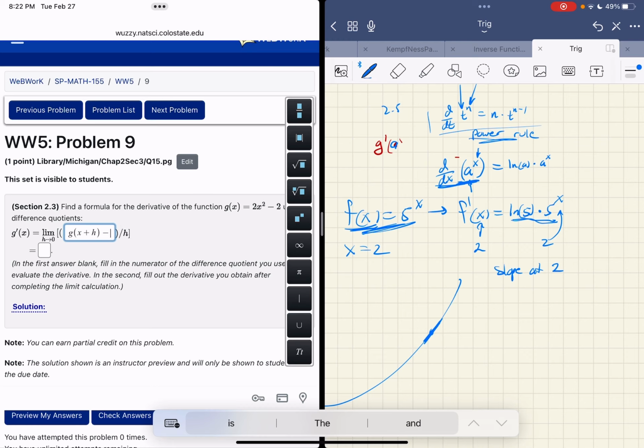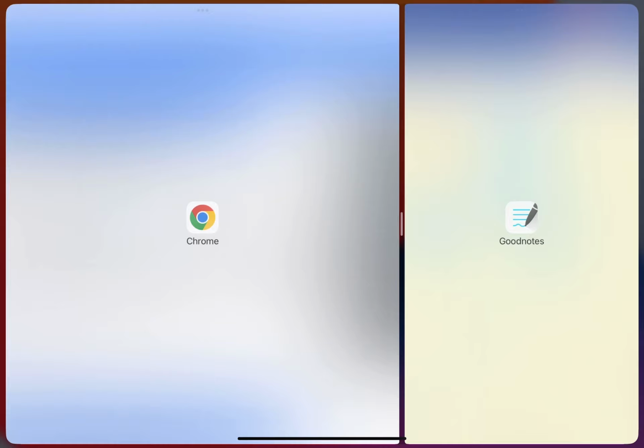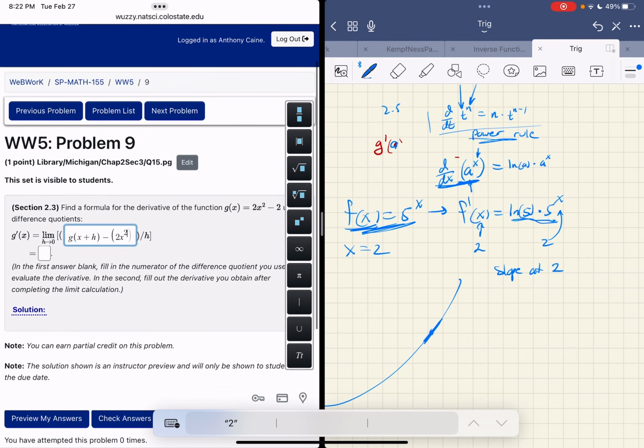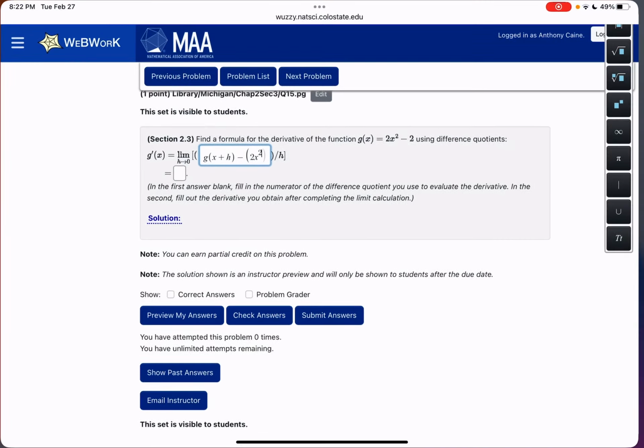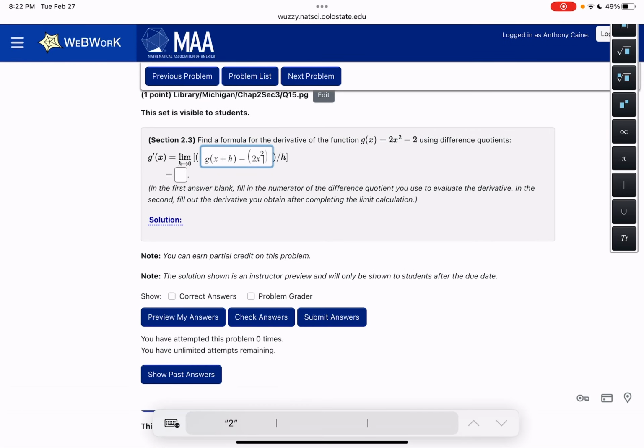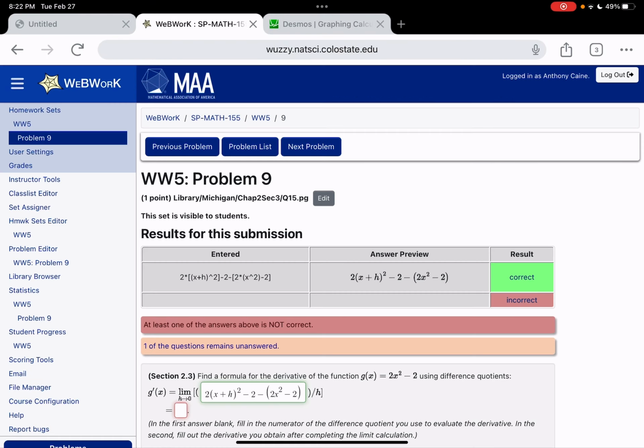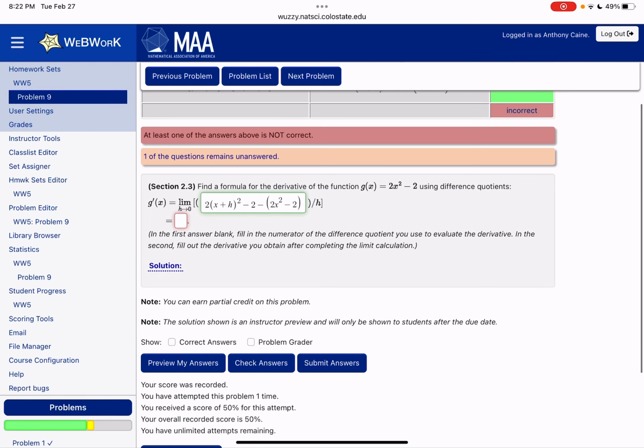Well, g of x is 2x squared minus 2. Yeah, just minus 2. Okay, minus 2. So there's g of x. Well, what's g of x plus h? Look, g doesn't care what you feed it. What g does is it takes that number, it squares it, it multiplies by 2, and it subtracts 2. So there is g of x plus h. Now if I hit submit, first part's correct.